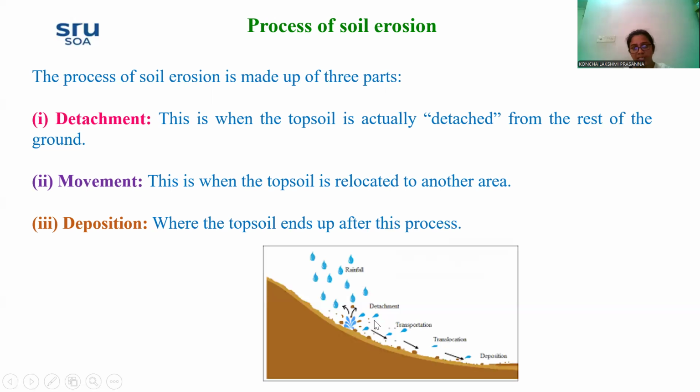After detachment, the particles are transported from one place to another. That is known as transportation. Next is translocation: the particles moved from one area to another get settled over one place. Next is deposition, the final step of soil erosion. So in this manner, there are four steps: detachment, transportation, translocation, and deposition.